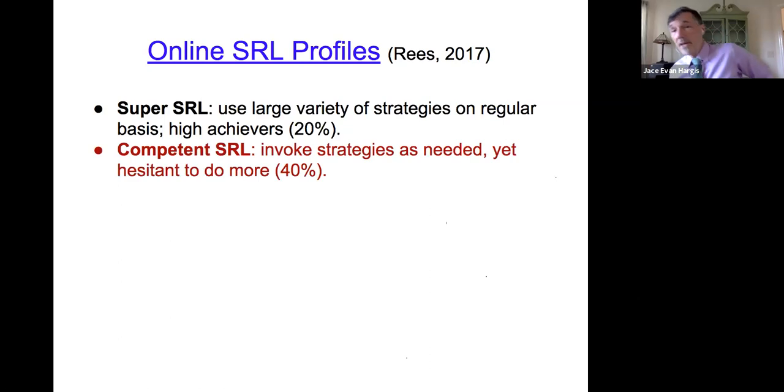We have some that are confident, right? They're going to use these as needed. So they're not really buying into the fact that these are lifelong strategies. They have a problem, they reach in the toolbox, and they use what's needed.